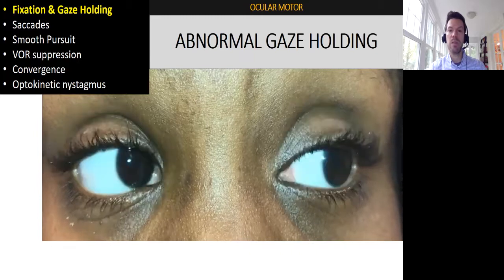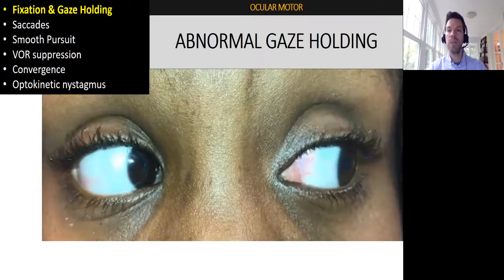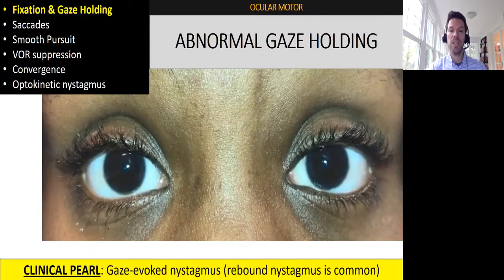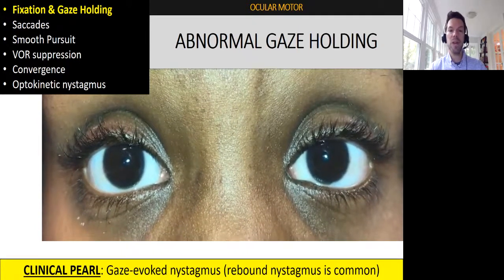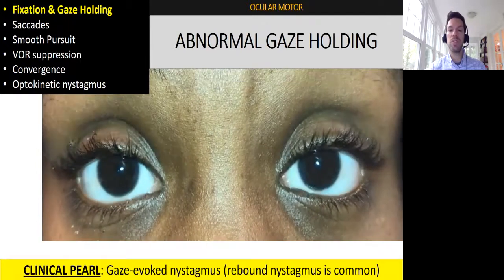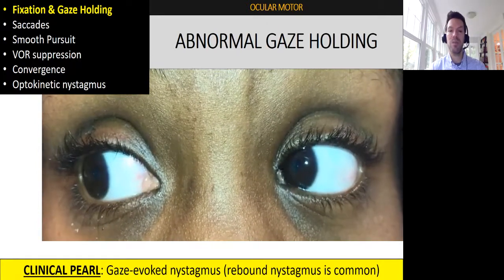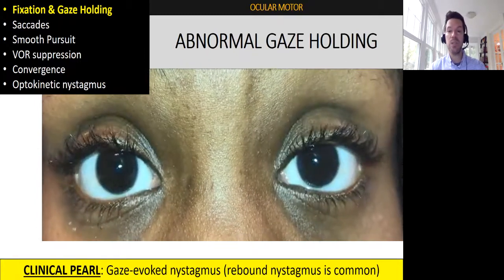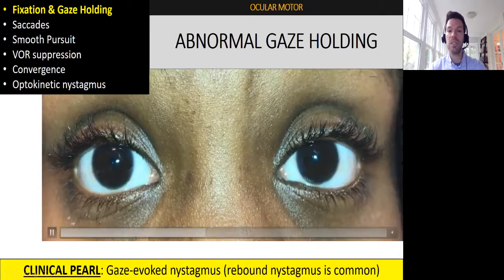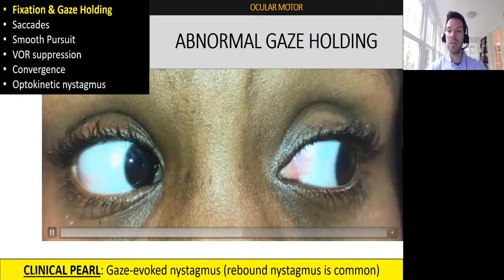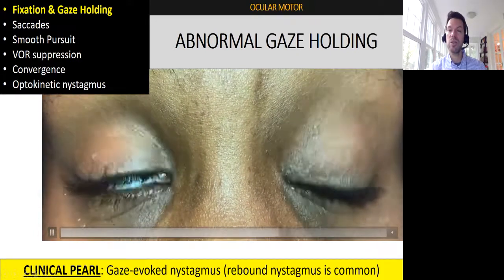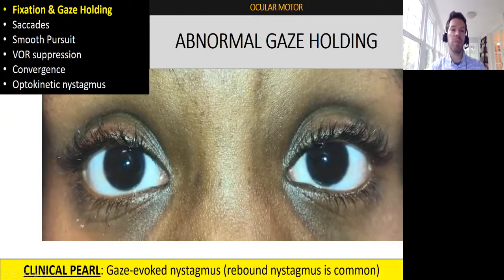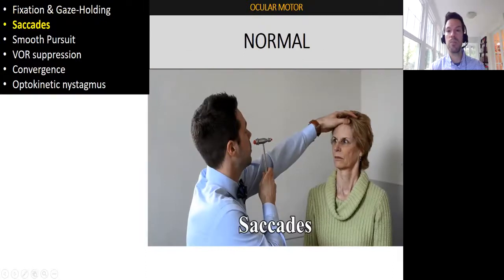So if you see pathologic gaze evoked nystagmus, commonly you will also see this rebound nystagmus. If you're not sure if a patient has a physiologic endpoint nystagmus versus pathologic gaze evoked nystagmus, if you see rebound nystagmus, then you can rest assured that this is in fact pathologic. Also in this case, when she's looking out to the left, the amplitude of the movements is quite large. They don't fatigue. All of these argue strongly for this being pathologic gaze evoked nystagmus.